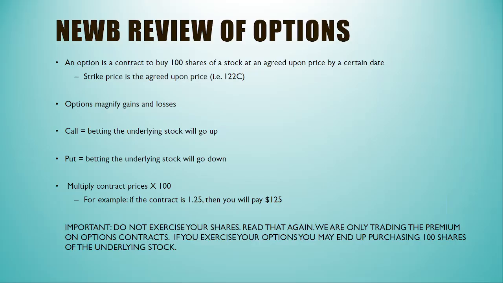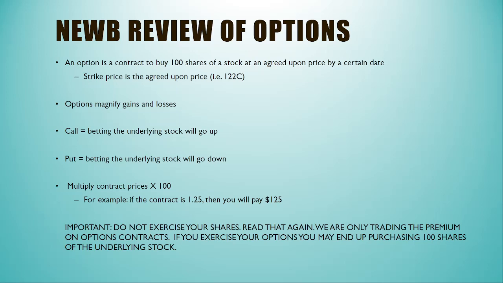So just a quick review of options. I know these are all kind of beginner things, but we're going to be speeding up very quickly. An option contract is an agreement to buy 100 shares of a stock at an agreed upon price by a certain date. And the strike price is the agreed upon price. For example, a 122 call.